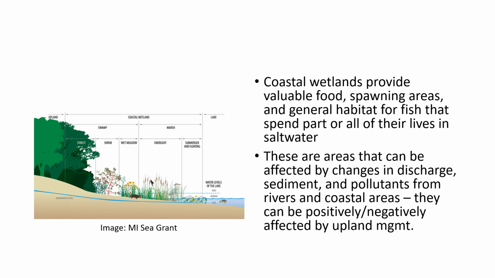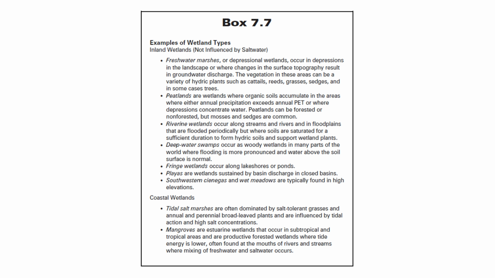And then coastal wetlands provide valuable food, spawning areas, and general habitat for fish that spend part or all of their lives in saltwater. So these areas are really important for a lot of fish species, particularly in the larval and juvenile stage, where they can escape predation. And these areas can also be affected by changes in discharge of sediment and pollutants that are inputs from rivers in coastal areas. They can be either positively or negatively affected by upland watershed management.